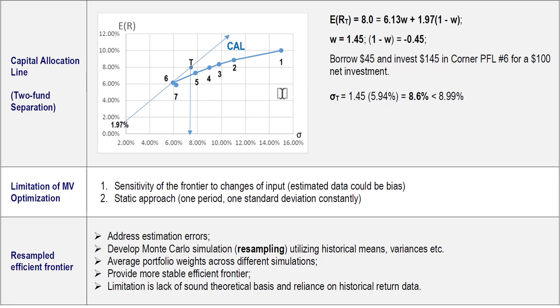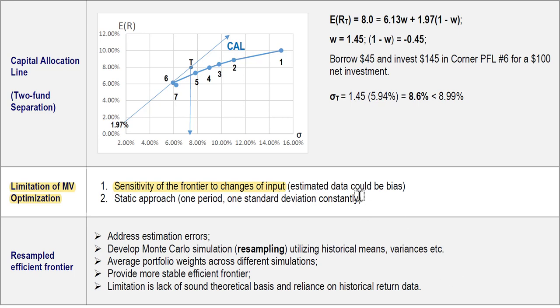Although the corner portfolio approach, or the two-fund separation idea, is very interesting and very cute, there is some problem there. There's some limitation of using this model. What are they? The first one is that this approach is very sensitive to the change of input. Now, what does that mean here?